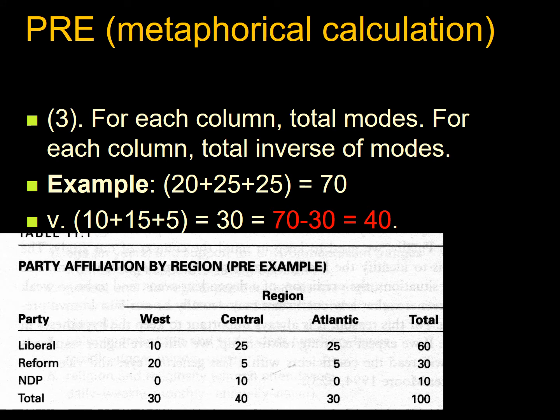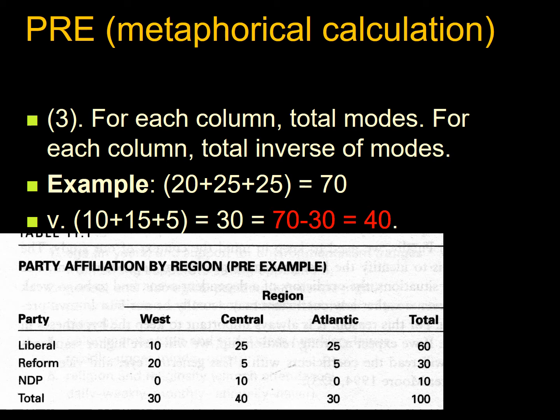So we can see here that for each column we would total the value modes, and we've already calculated this. We sort of covered that earlier. So for each column we total the values of the modes, and for each column we total the inverse, which are the totals minus the modes. And so for the column modes, we have the highest single value per column. We have 20, 25, and 25. And we total these into a value of 70.